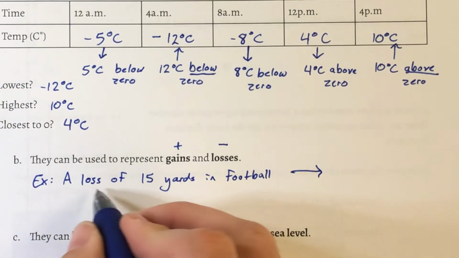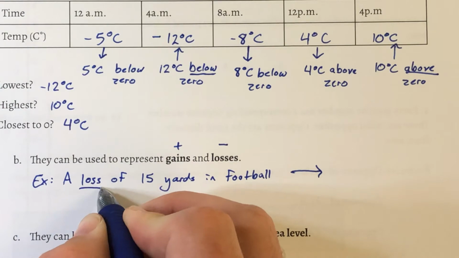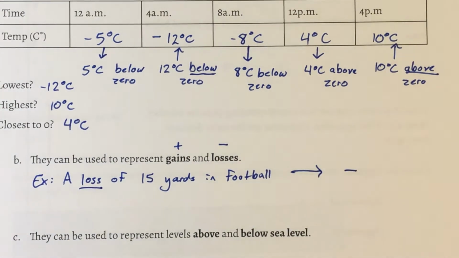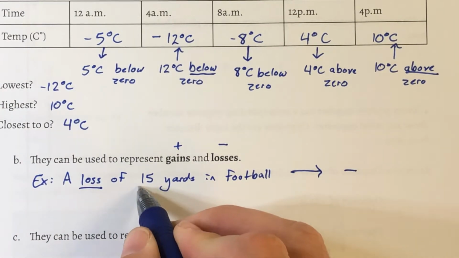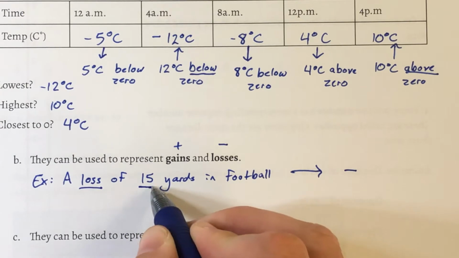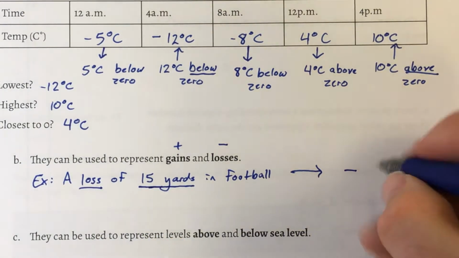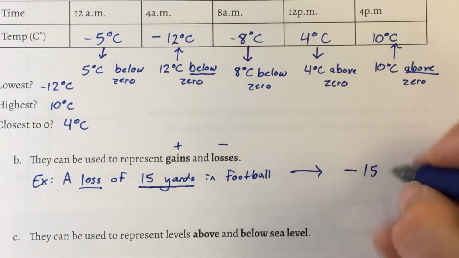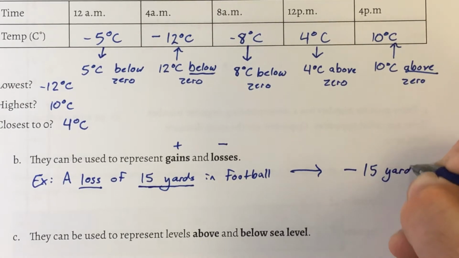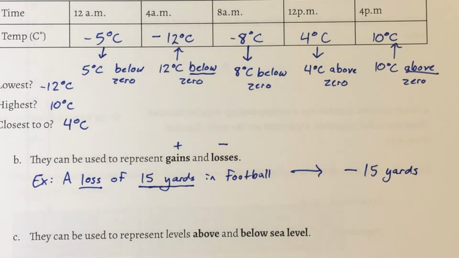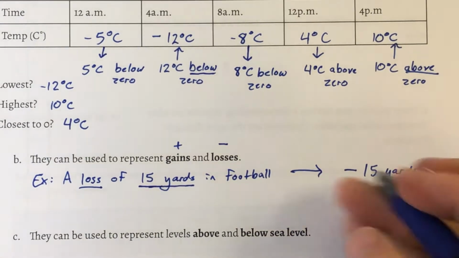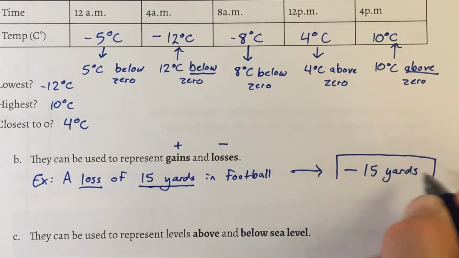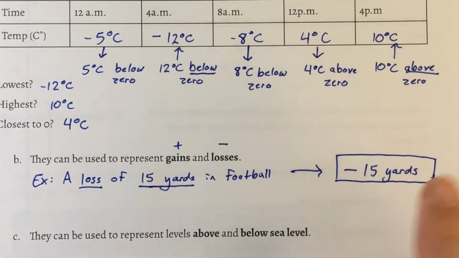Well, first, we're going to look at our keywords like loss. That means negative. And what's my number? 15. And what's my label to go with it? Yards. So we're going to write negative 15 yards. So a loss of 15 yards in football would be represented by negative 15 yards. So this is my number. Again, always make sure you have your label, otherwise no one will know what you're talking about.